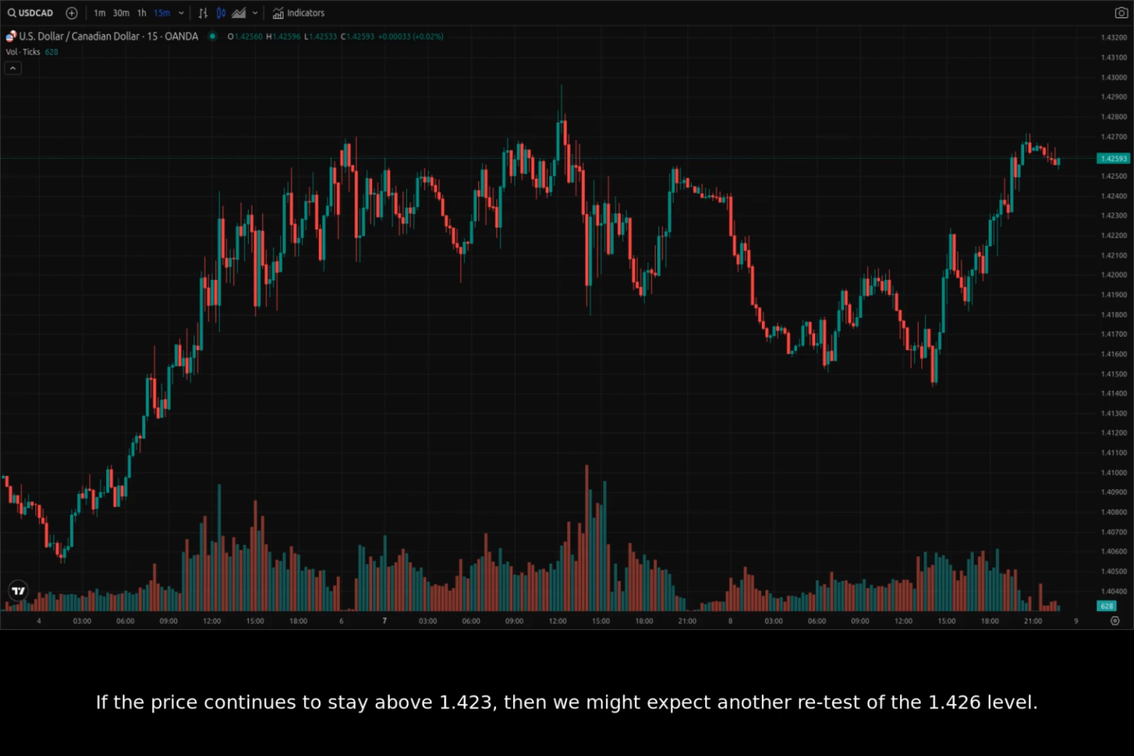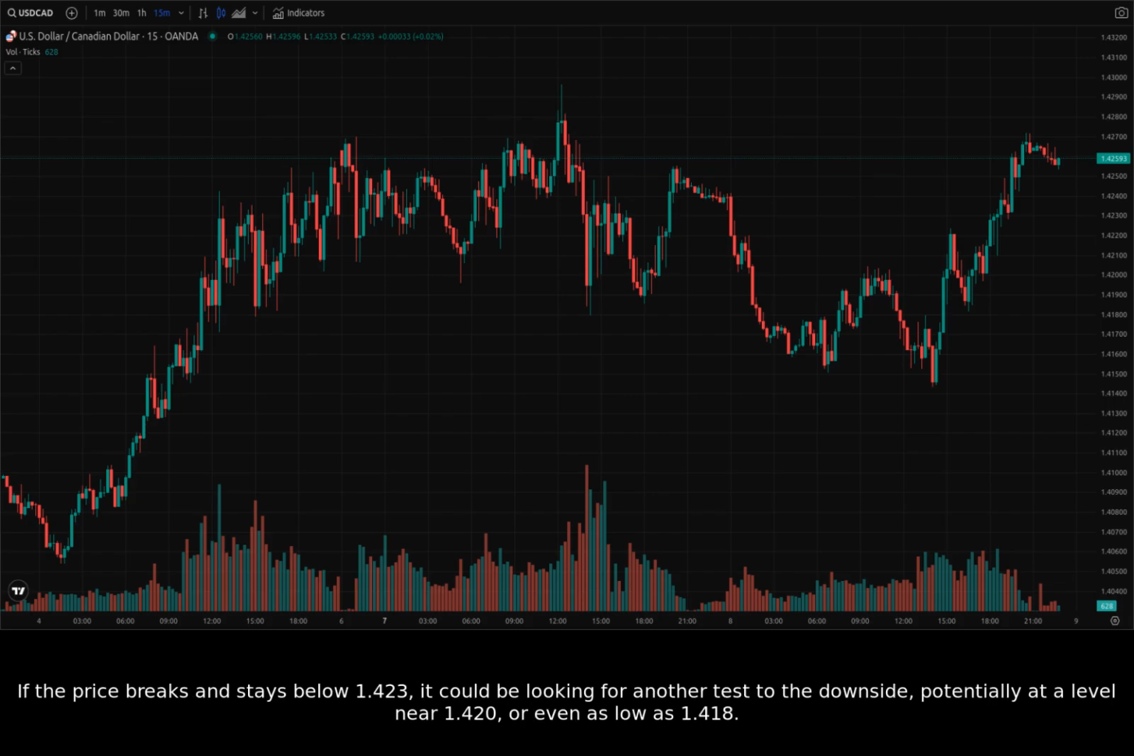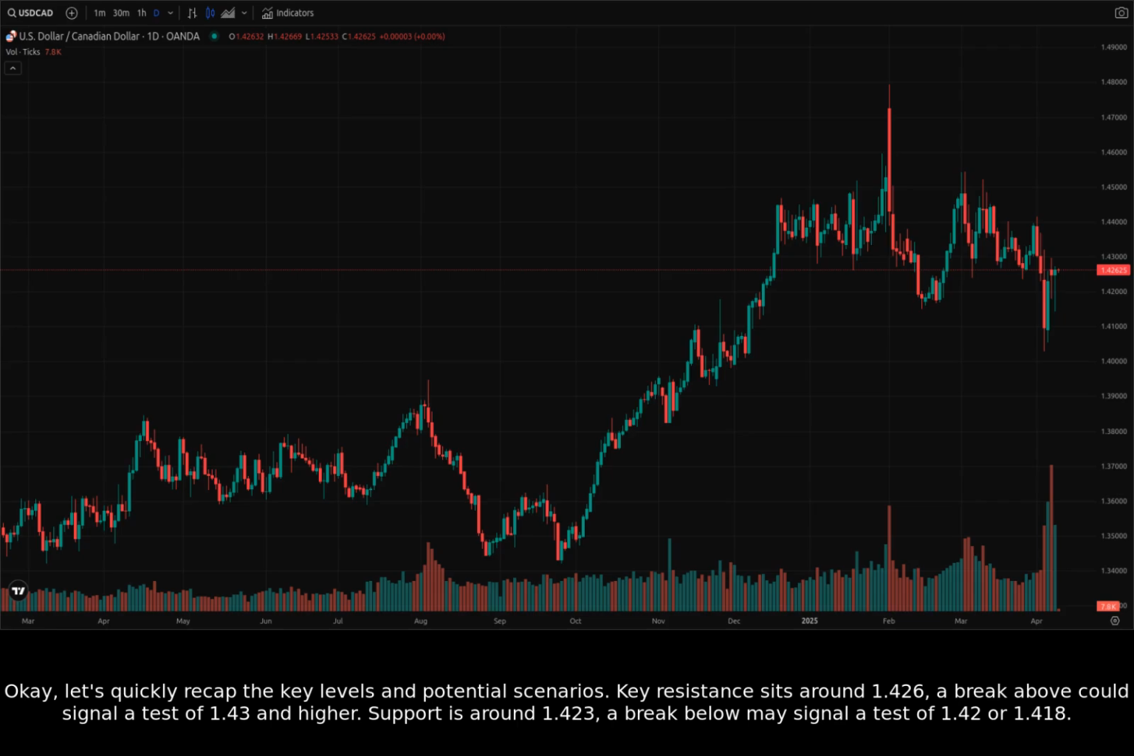If the price continues to stay above 1.423, then we might expect another retest of the 1.426 level. If the price breaks and stays below 1.423, it could be looking for another test to the downside, potentially at a level near 1.420 or even as low as 1.418. Okay, let's quickly recap the key levels and potential scenarios.